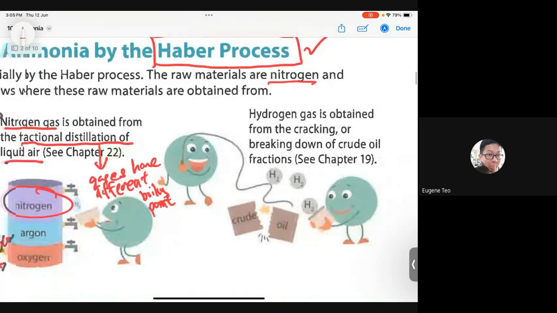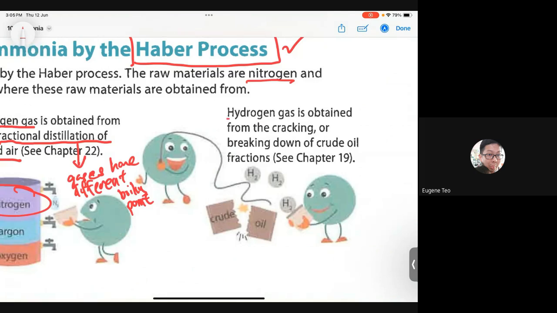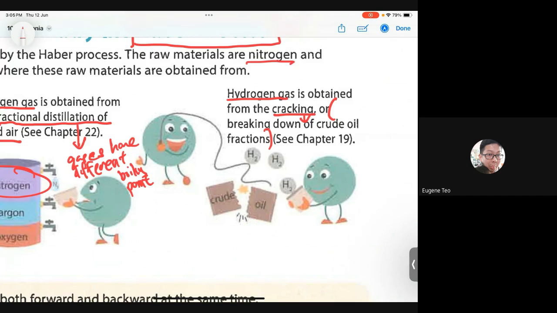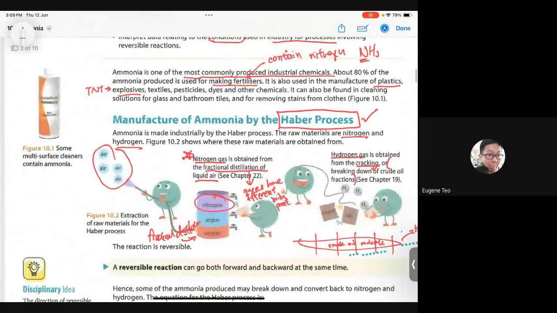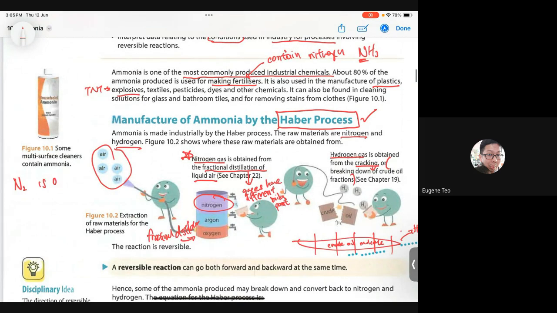With regard to hydrogen gas, it is obtained from cracking. Cracking is the breaking down of crude oil into fractions. Think of crude oil as a big molecule. When you do cracking, you are breaking it into pieces, and as you break it, hydrogen gas is produced along the way. That's where they get the hydrogen gas for the Haber process. Pausing here, the general idea: how is N2 obtained? From fractional distillation of air.